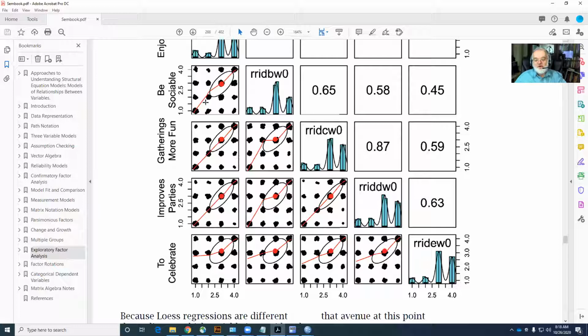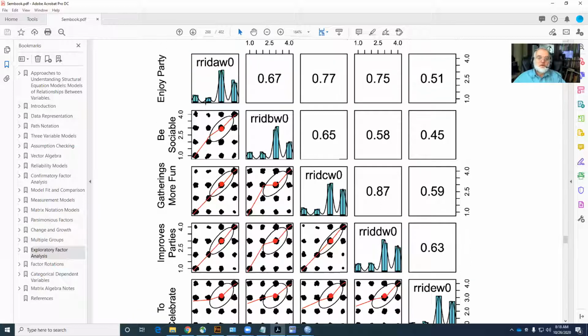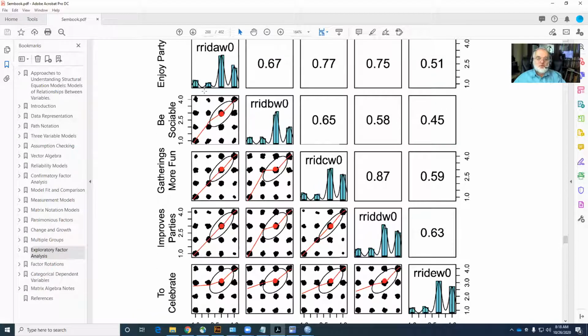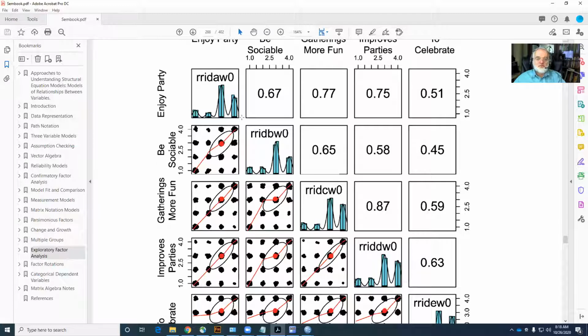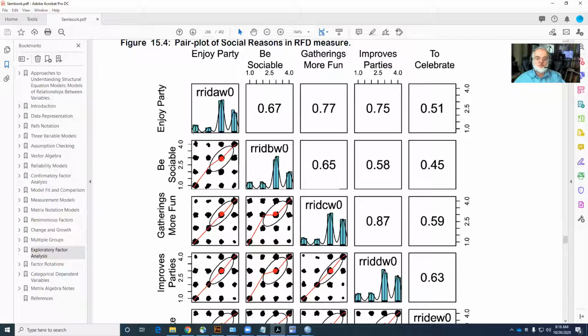Generally speaking, I don't see any polynomial, quadratic curves going on here. And I don't see one or two observations that are really pulling the correlation off. But this is a way that you can quickly do a whole bunch of lowess regressions to examine the assumption of linearity. It's also evident as we're looking at this that we have some significant skew going on. There are very few people who refuse to endorse the enjoying a party item.